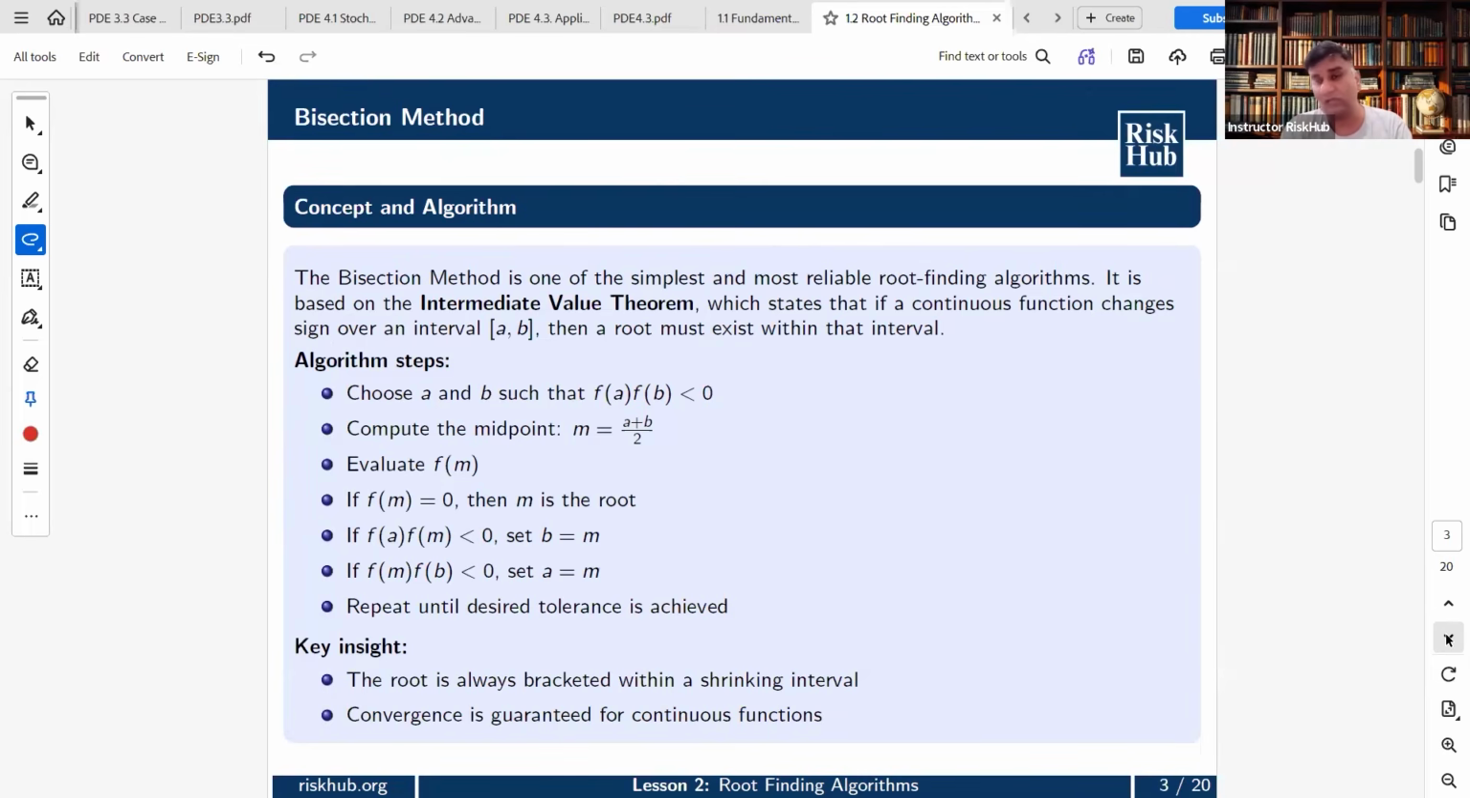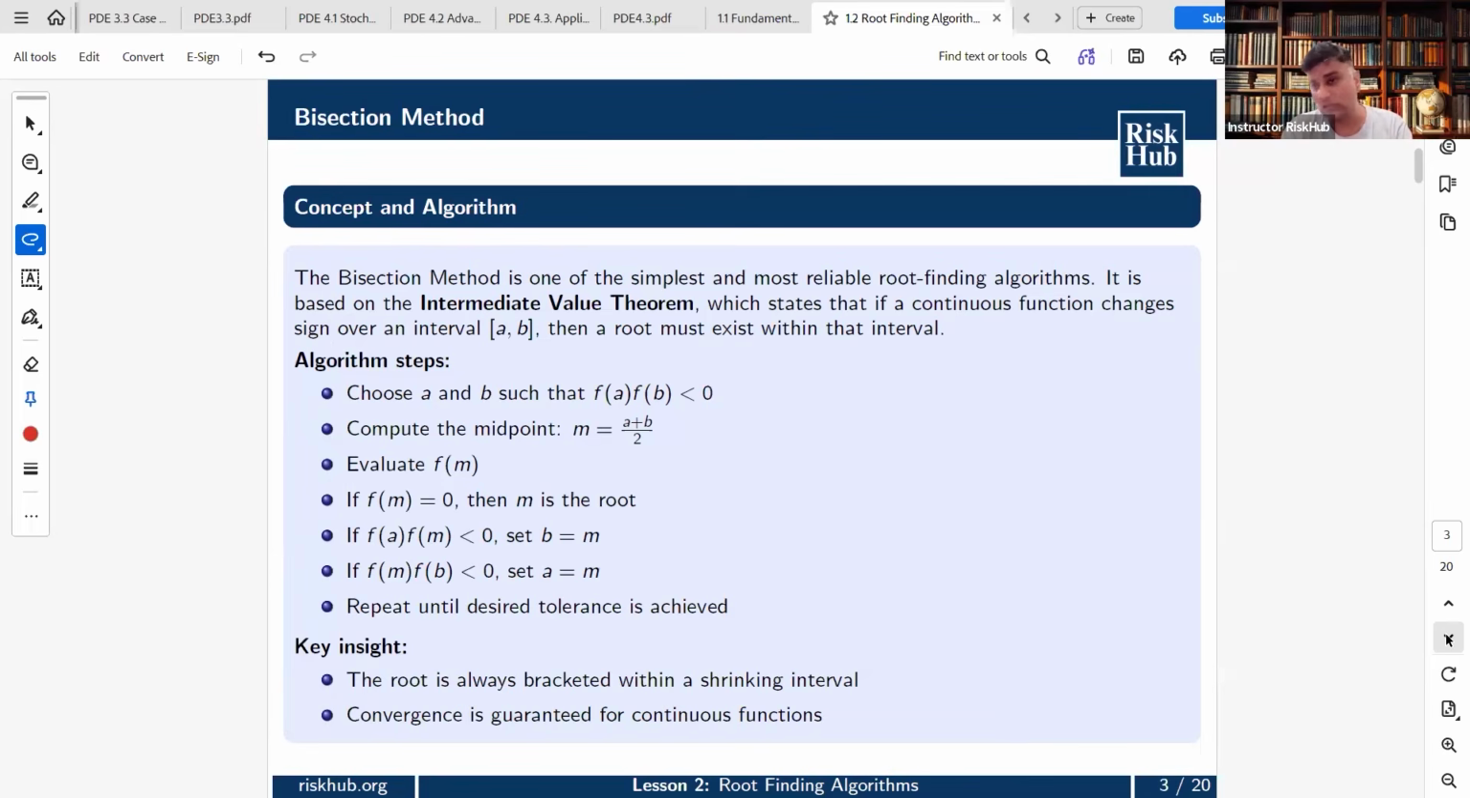Then compute the midpoint m equals (a plus b) divided by 2, and evaluate f(m). If f(m) is equal to 0, then m is a root. If f(a) times f(m) is less than 0, then set b equal to m. If f(m) times f(b) is less than 0, then set a equal to m. Then keep repeating until your desired tolerance is achieved. So what we are doing is tightening the interval as we move ahead, and by tightening the interval, we are trying to reach a level where the root is approximated.